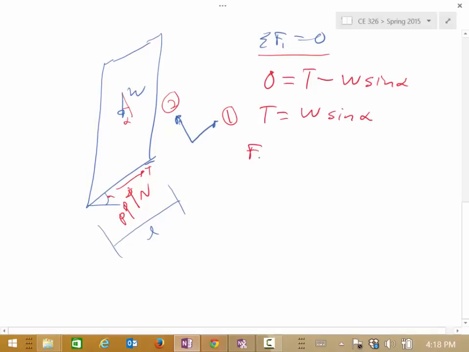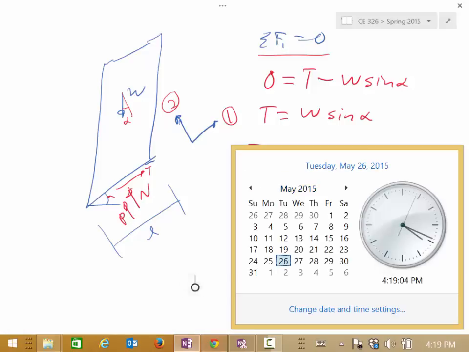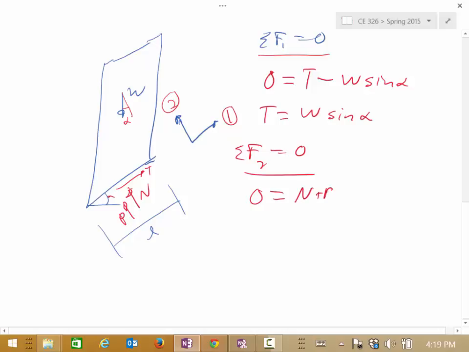All right, so then I'm going to use summation of forces in the two direction is equal to zero. So what forces are acting in the two direction? So I'm going to have zero is equal to N plus P, and what else is acting? So it's going to be minus W cosine alpha, right? Because the portion in the normal direction here is going to be cosine alpha.